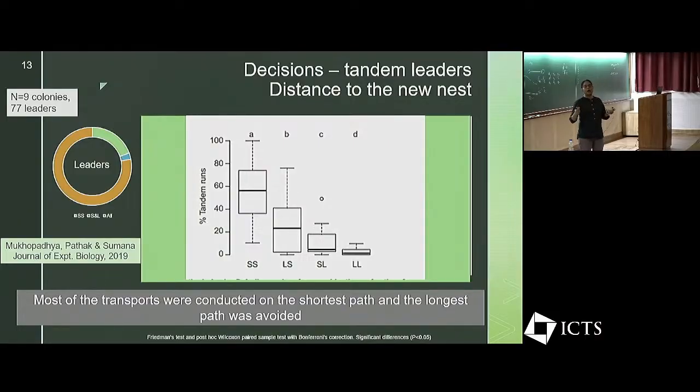Now, how would they be doing this? We have tried some different methods, for example, visual cues, and we know they're not using visual cues. There may be tactile cues involved, and we think that it is path integration that the ants are performing to figure out that this is the shortest path and take this. That is our hypothesis as of now, but we would have to test it.